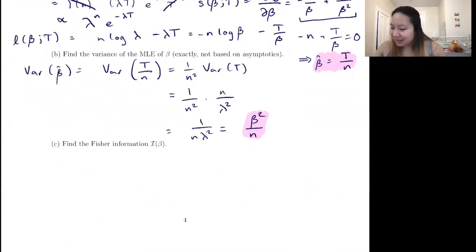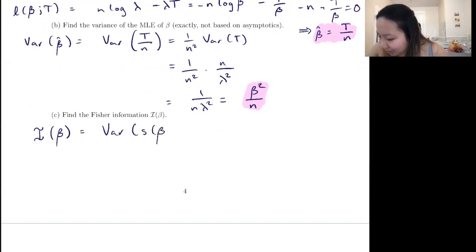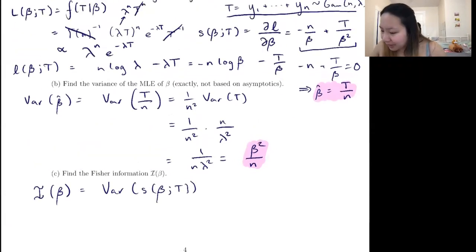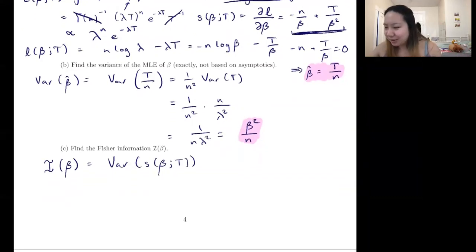Now the next question asks for the Fisher information. So the Fisher information of beta is equal to the variance of the score of beta given the data. We already have this score, so I'm just going to write it. Staring at this, it doesn't look too bad to take the variance of it. If it ends up looking a little gross, you can take another derivative of the score function and take the negative expectation via the information equality.